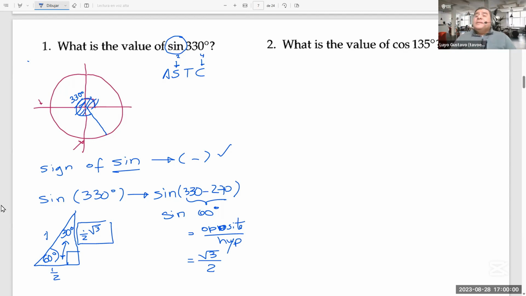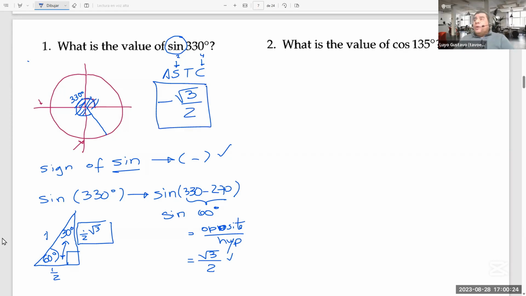Okay, so the sine of 60 would be the square root of 3 over 2 divided by 1. So this is just this. So our answer choice would be this value with a negative sign. Okay? That's it. So let's see another example.